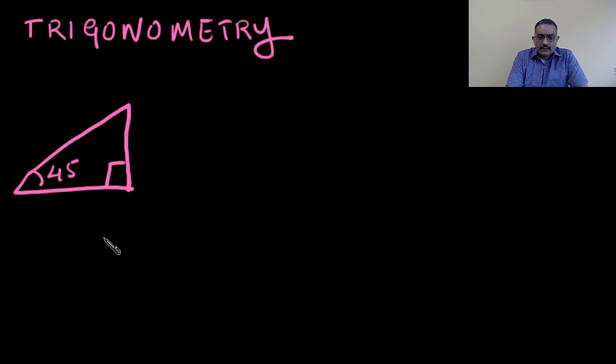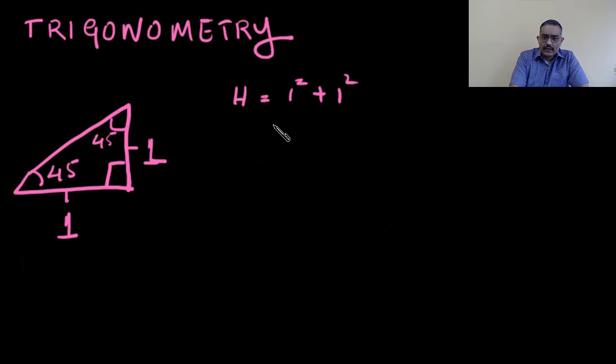Next, let's look at the case where the angle is 45 degrees. Now, if this angle is 45 degrees, obviously this angle has to be 45. So when two angles are equal, we get an isosceles triangle. So this side and this side have to be equal in size. Now, for simplicity of calculations, let's imagine this side to be size 1, and so this side has to be size 1. Now, what would be the size of the hypotenuse? Hypotenuse h would be equal to the square root of 1 squared plus 1 squared. So it is square root of 2.